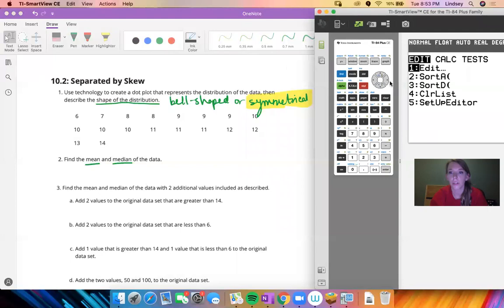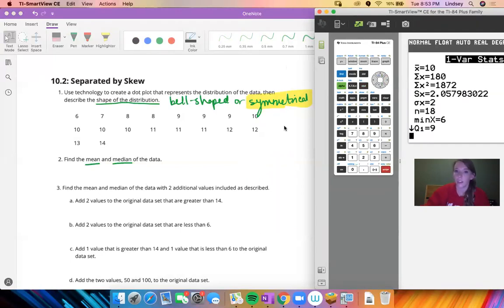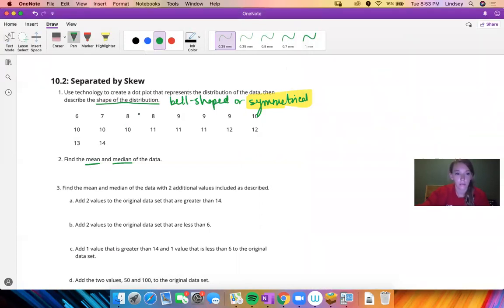We're going to go to stat, calculate. All right, so according to this, our mean is 10.